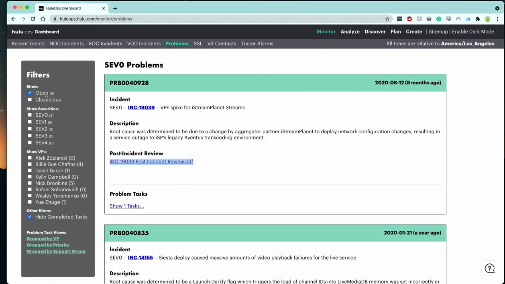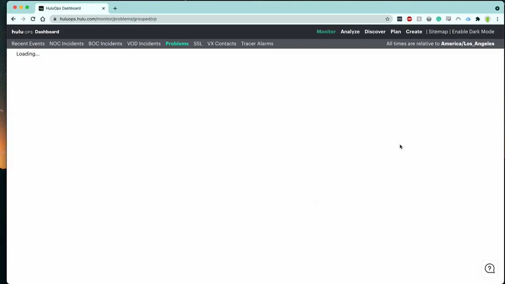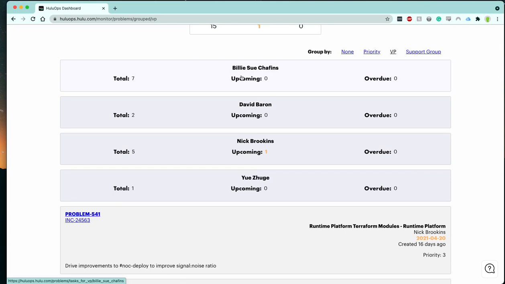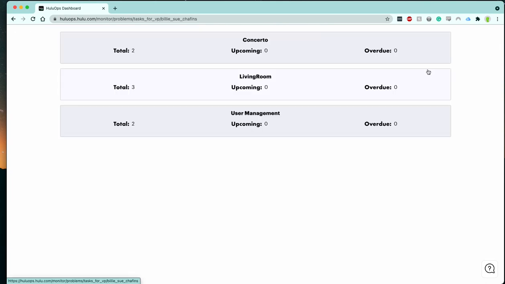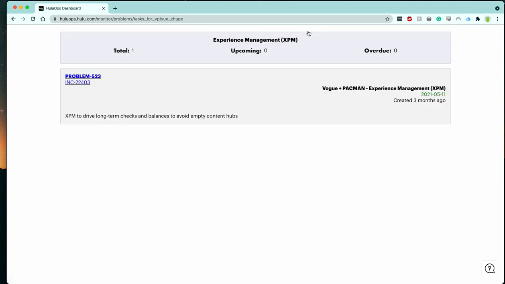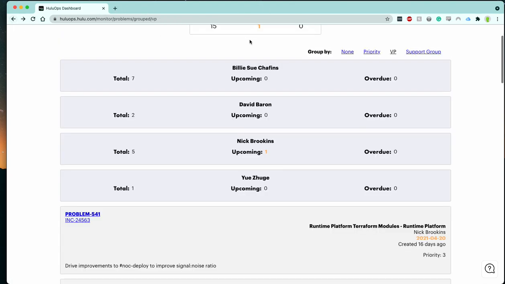Currently, this is only showing open incidents. It is showing all severities. And I can group this by many different cohorts. So I could actually look at the outstanding tickets for Billy Sue. I can look for the outstanding tickets for David Barron, Dick Brookins, UA. I can break this out by VP.